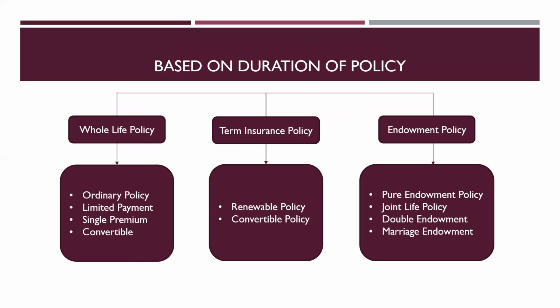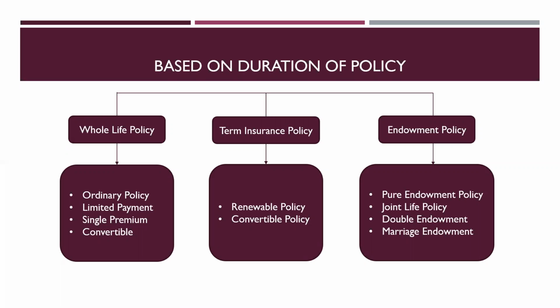So there are different types of whole life policy. There is ordinary policy, limited premium, limited payment, single premium, convertible policy. So what are these? See, in case of ordinary policy under whole life policy, the premium is payable periodically throughout the life of the assured. As long as the assured person is alive, he will have to pay the premium amount periodically. That is the case with ordinary policy.